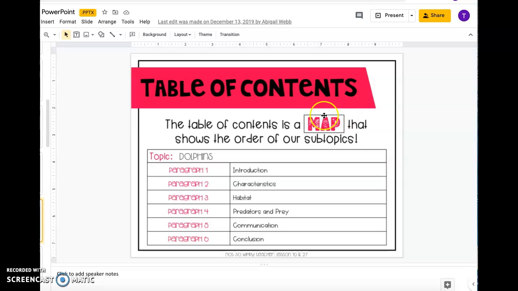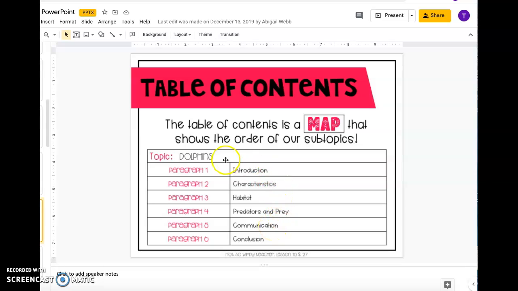So let's say I'm writing a report about dolphins. My subtopics might be characteristics, habitat, predators and prey, and communication. So what I've done on this table of contents map is to list. So your first paragraph is always going to be an introduction. The last paragraph is always going to be a conclusion, and in between will be your subtopic paragraphs.